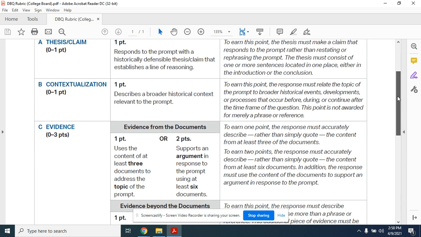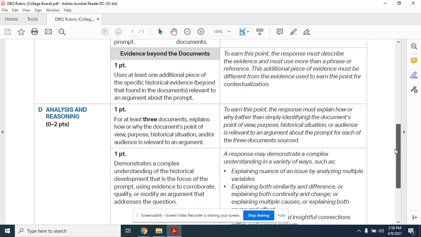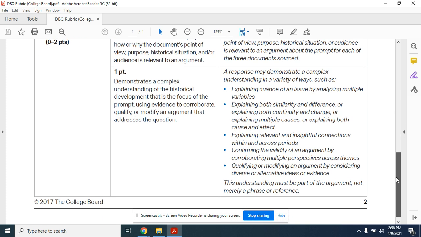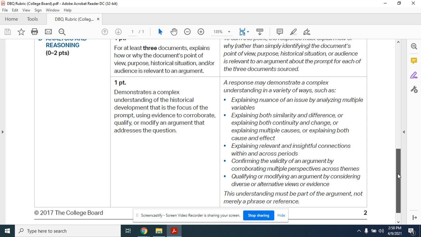All right. I'm going to skip past the evidence part for a minute and show you one more thing that is the same, and that is the complex understanding point. So again, one point for demonstrating a complex understanding of the historical evidence, and the ways of doing that are, again, the same as the long essay. So with continuity and change, if you are showing both continuity and change, you can earn this point.